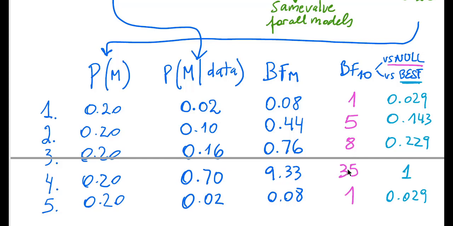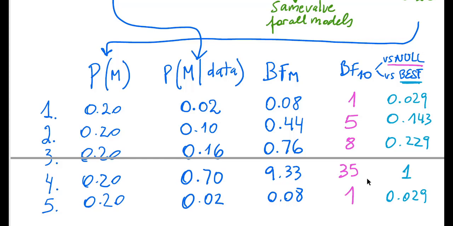Now, 35 comes from the probability of the model given the data for model 4 divided by the probability of the model given the data for the null model. So the denominator in both Bayes factors is the same, so we can cancel that. Basically, we can use the Bayes factors to calculate the Bayes factor between these two models. So the Bayes factor between model 4 and model 3 would be 35 divided by 8. The Bayes factor between model 4 and model 2 will be 35 divided by 5.